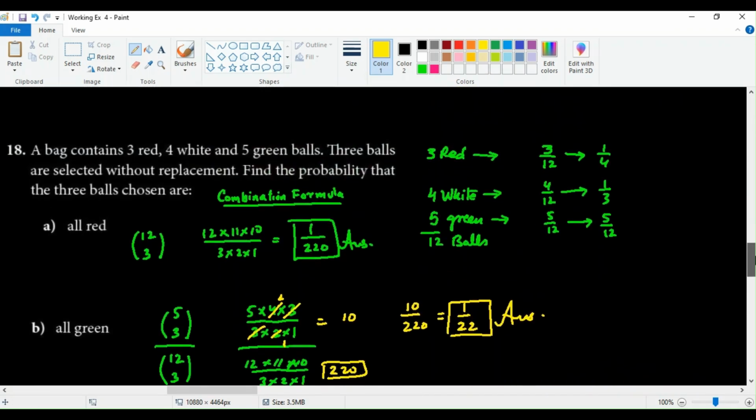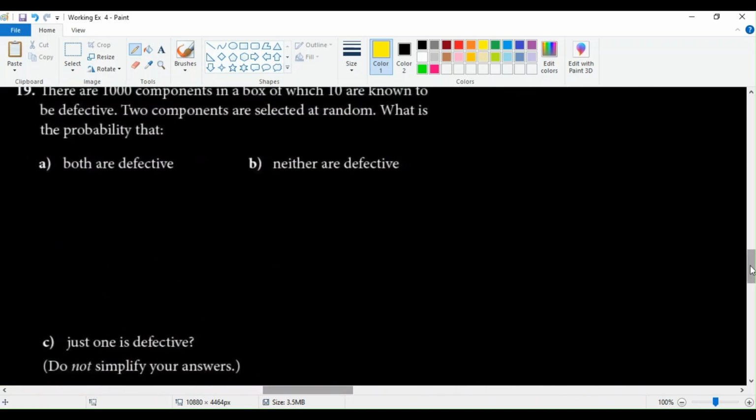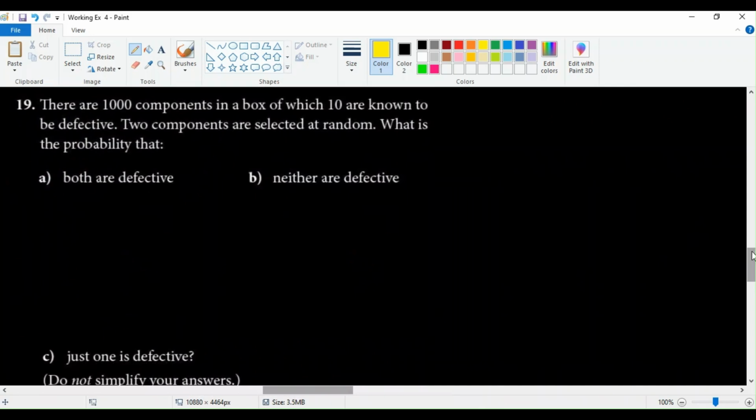Moving on to question number 19. It says that there are 1000 components in a box, of which 10 are known to be defective. Two components are selected at random. What is the probability that both are defective? So now we have 1000 components, and 10 are defective. That means 990 are non-defective.